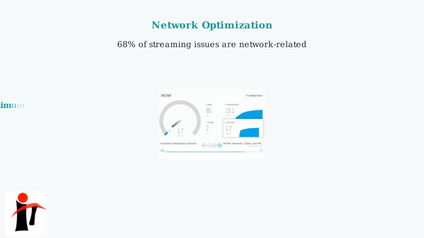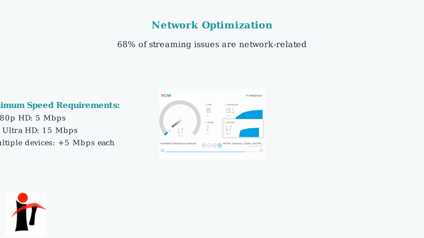Next, test your internet speed. Streaming requires consistent bandwidth, at least 15 MB for 4K content. Use a speed test to verify your connection meets these requirements.